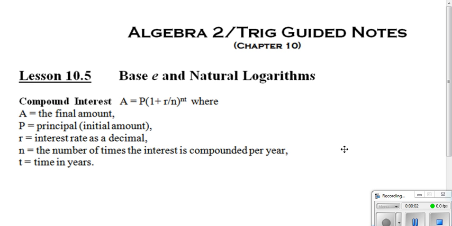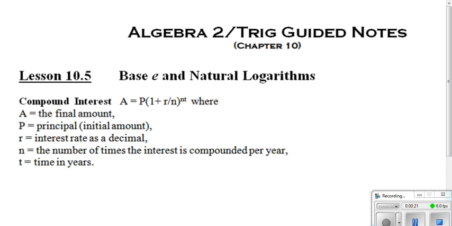Lesson 10.5 is about base E and natural logarithms. Before we get there, though, we're going to start looking at a real-life application of logarithms. One form is finding compound interest. Now, compound interest is kind of a fancy word for what happens to your money in the bank.